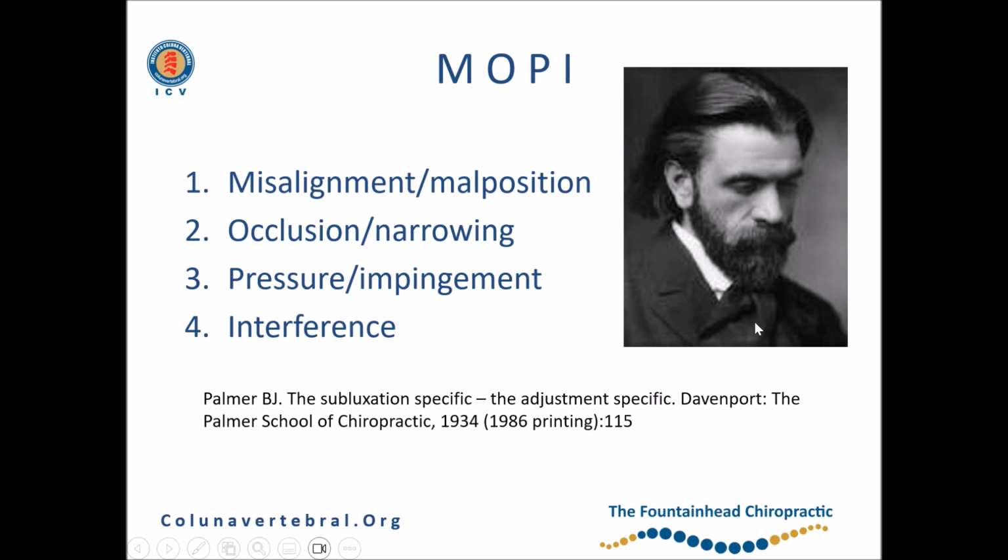And the MOPI model of subluxation had four principles that needed to be found in a patient. The first was misalignment or malposition. The second, occlusion or narrowing. The third, pressure or impingement. And the fourth, interference to the nervous system.